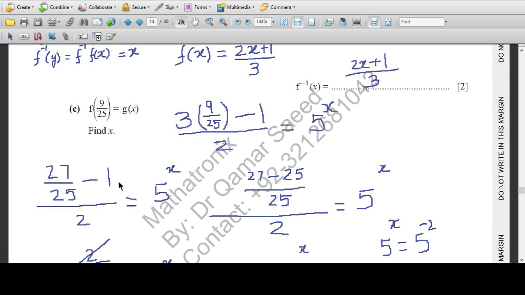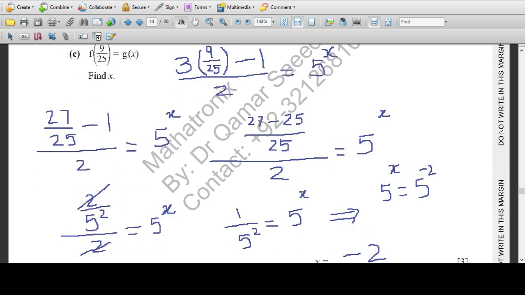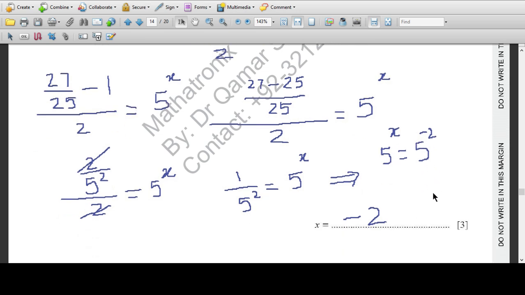So taking LCM, this is 27 minus 25 upon 25, over this 2. Here 27 minus 25 is 2 upon 5 power 2, because this 25 is 5 power 2, and the denominator is 2. So this 2 and this 2 will cancel out, and we have 1 upon 5 power 2 is equal to 5 power x. So 5 power x is equal to 5 power minus 2. The bases are the same, so the powers are equivalent. So x is equal to minus 2.